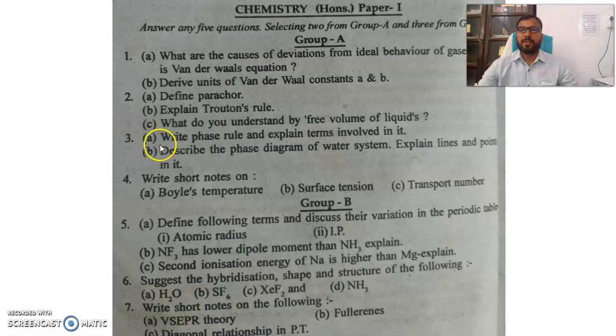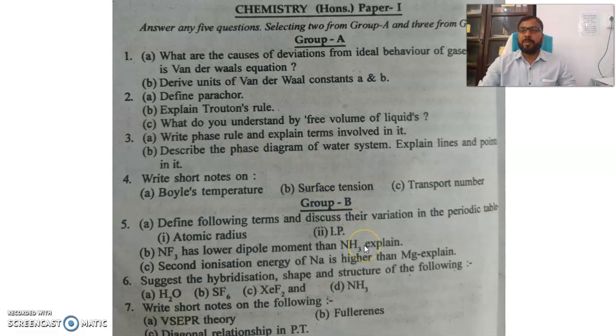The next is question number 3: write the phase rule and explain the terms involved in it. And describe the phase diagram of water system. Explain lines and points in it. What is the meaning of lines and points in this diagram? And write short notes on boiling temperature, surface tension and transport number. This is the last question from group A. So this group A belongs to physical chemistry.